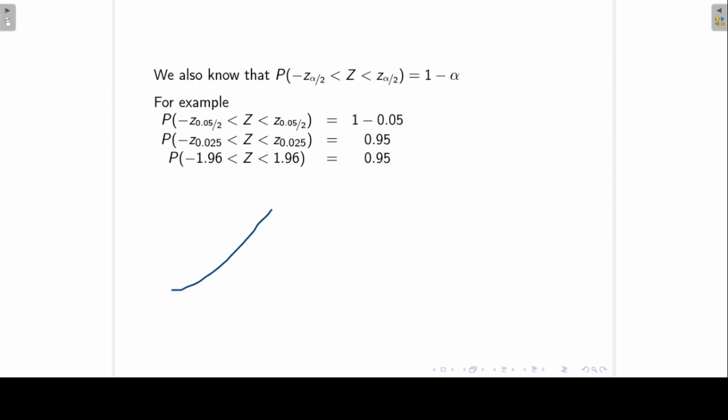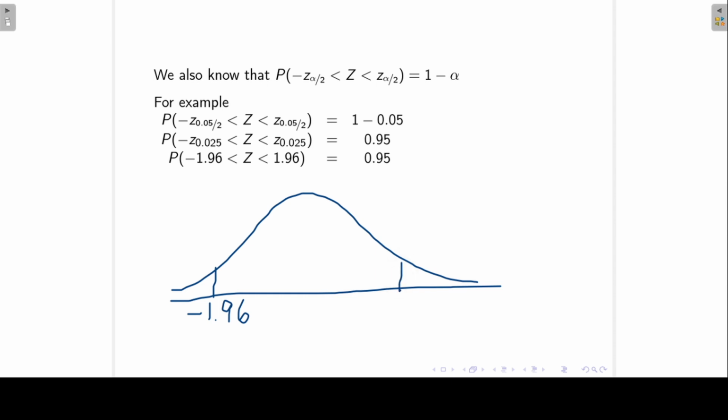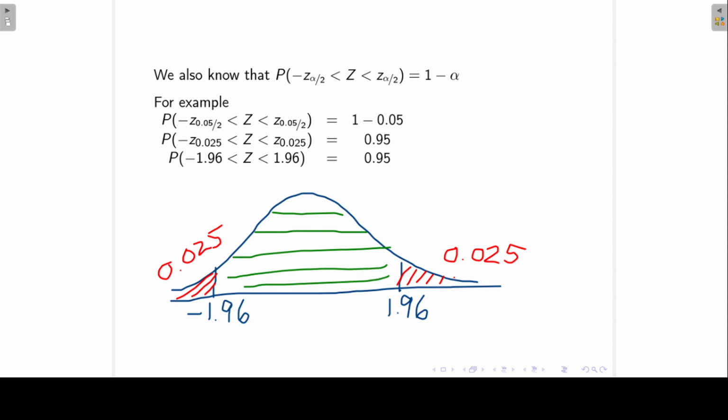So that means that if this is my standard normal distribution, then the area to the left of minus 1.96 and the area to the right of positive 1.96 are both 0.025. In other words, the area in between will be 0.95 because the total area has to add up to 1.